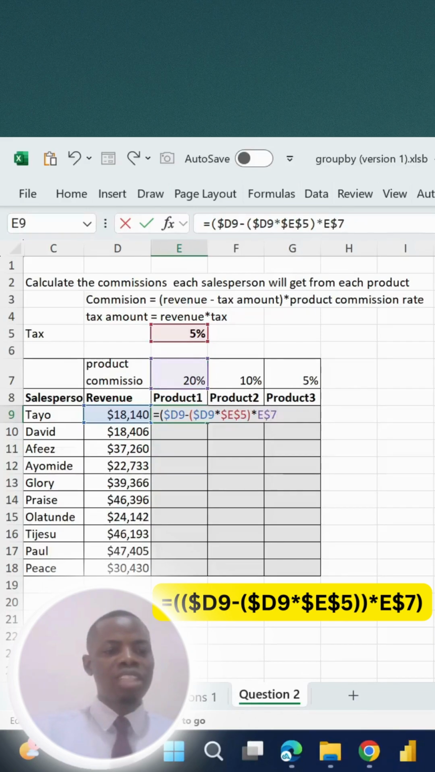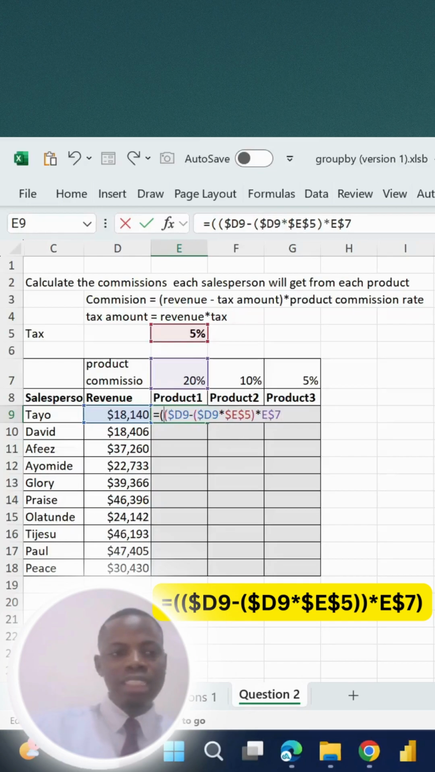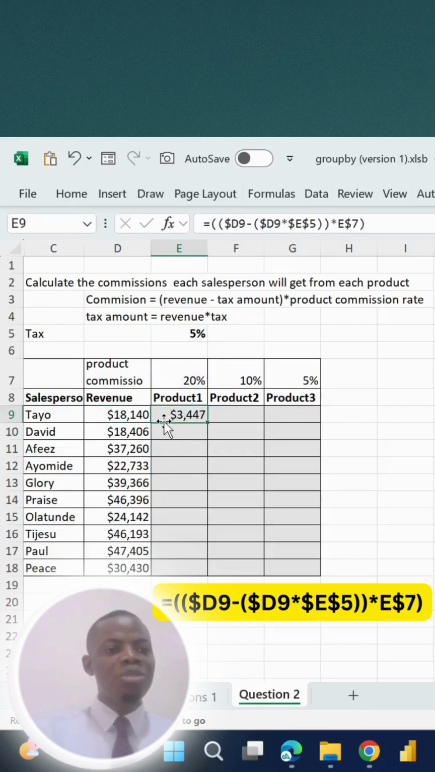Look at it. Okay. So I now need to introduce my bracket again and bring a bracket here. So the inner bracket is for this calculation, right? So a bracket should end this calculation for revenue minus tax amount, and then the other bracket for the entire formula. So if I press enter now, look at it. I've been able to calculate the commission for product one. So if I use autofill, I've done for product one.